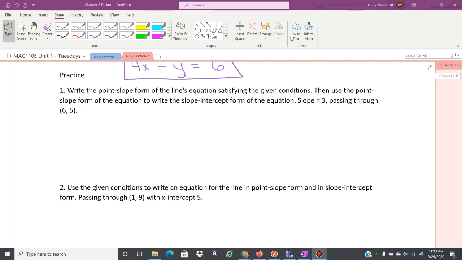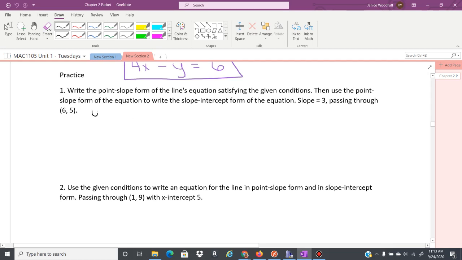Okay, let's look at these practice problems real quick for section 2.3. So for number 1, we have to write the point slope form of a line's equation satisfying the given conditions. Then we want to write it in slope intercept form. The slope is 3, and we are passing through the point (6, 5). So we're going to use point slope form.